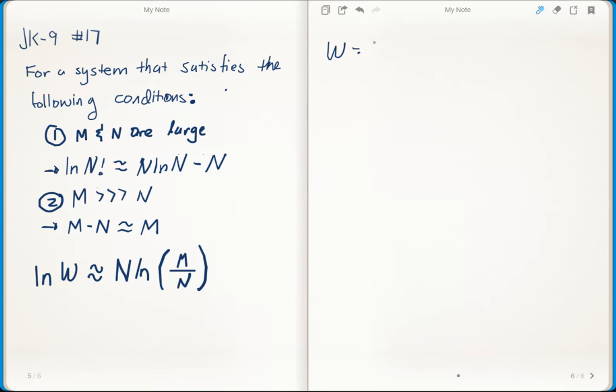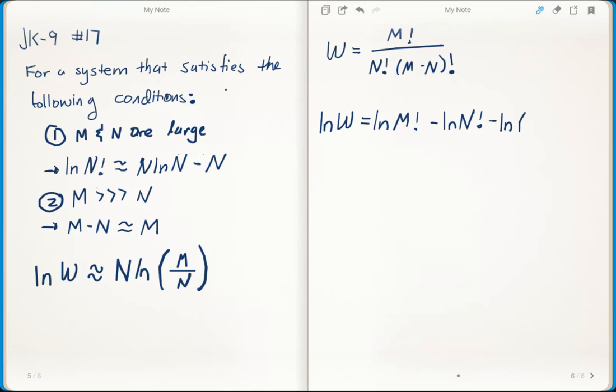Let's recall that w is equal to m factorial over n factorial times (m minus n) factorial. Knowing this and knowing that we're solving for ln(w), we can break this formula down into sums and differences of natural logs. So ln(w) is equal to ln m factorial minus ln n factorial minus ln (m minus n) factorial. This is where the first condition comes into play. Since we know m and n are both large, we can use Stirling's approximation for all of these terms. So ln m factorial becomes m ln m minus m.